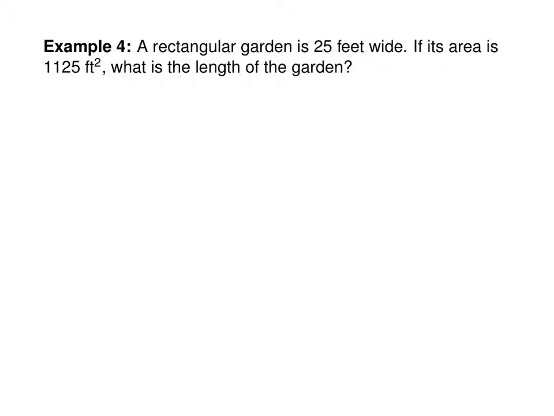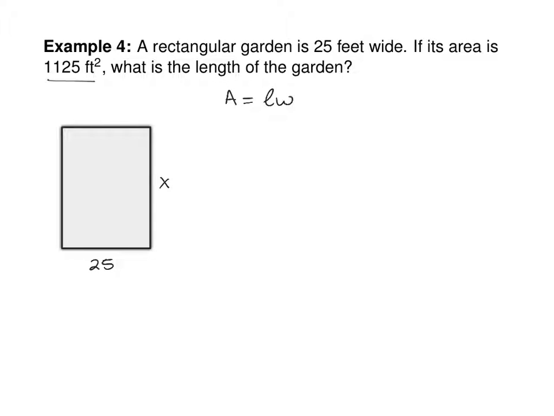So we have a rectangular garden, and it's 25 feet wide, and we know that the area is 1,125 square feet. What is the length? Rectangular garden, and one side is 25, one side you don't know, call it X. You know that the area, which is length times width, is equal to 1,125. You know one side is 25, you know one side is X.